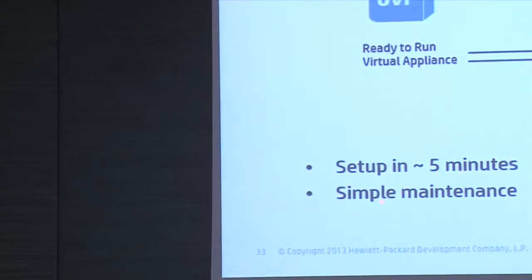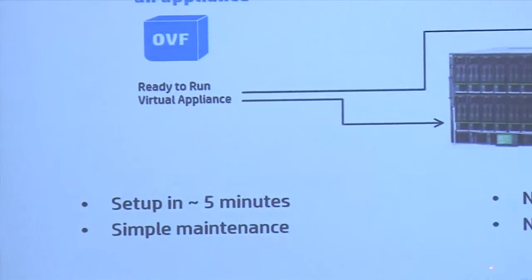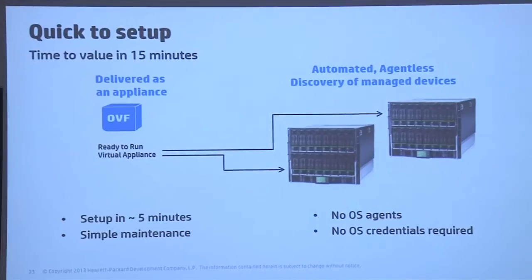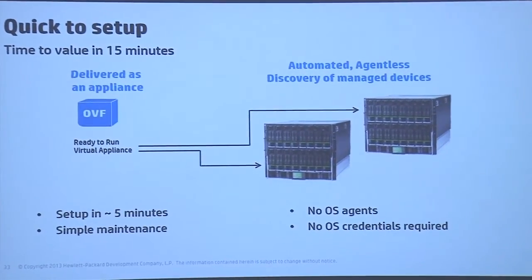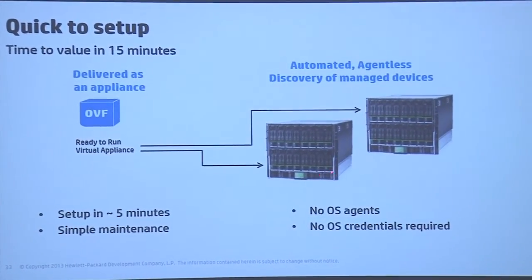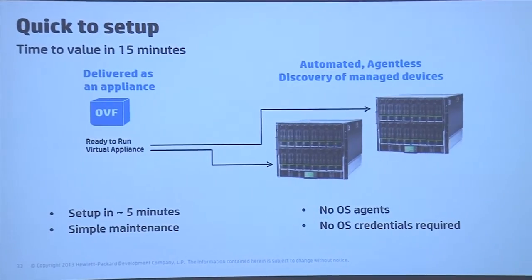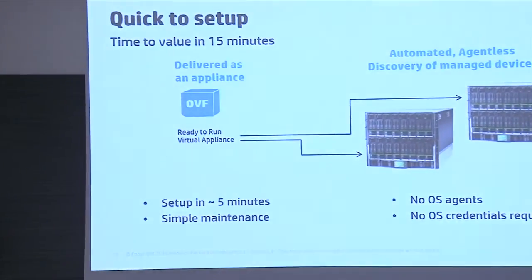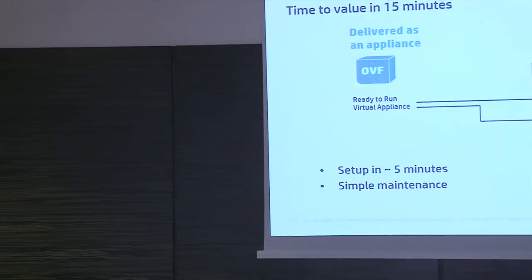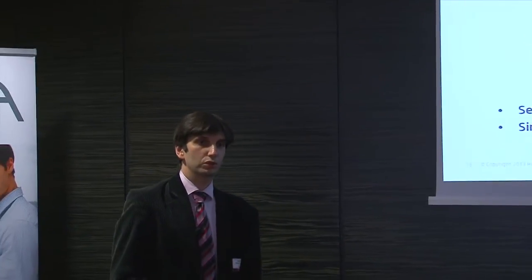We also wanted to make it very easy to start using OneView. So OneView is delivered as a virtual appliance. You boot it up in your virtual infrastructure, you give it the IP address of the enclosure, you are good to go. No installation, no operating system agents, no operating system administrator credentials. We only need to know about your hardware. We do not have to install anything other than just deploy the virtual appliance. And the maintenance is very simple. You just refresh the virtual appliance that you have.